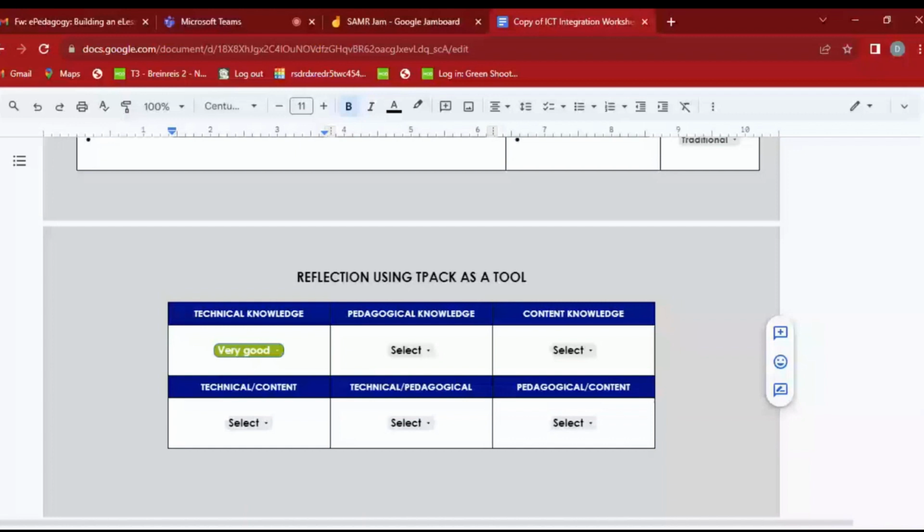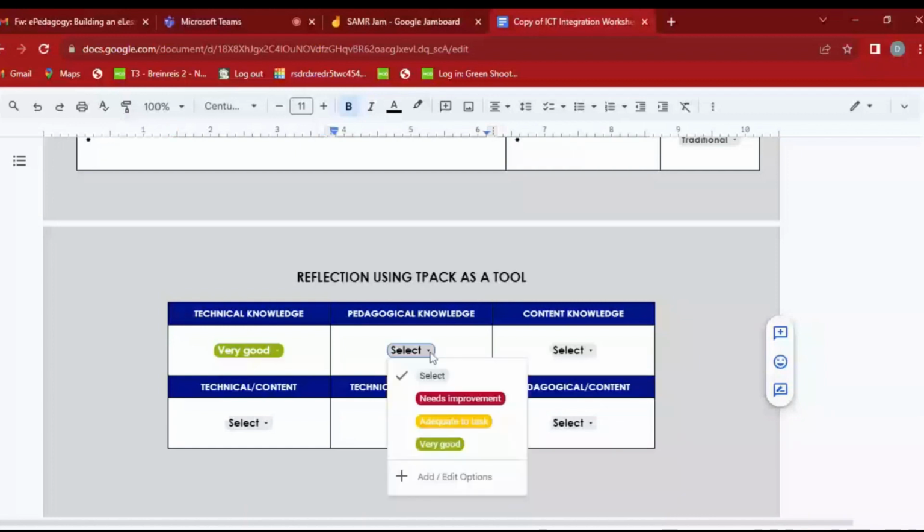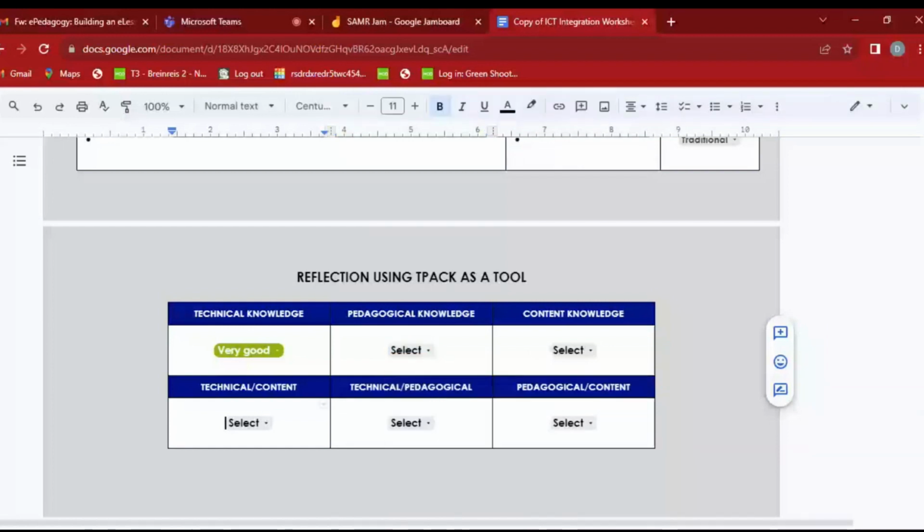And the same questions for pedagogy, for the PK, the CK, the TC, the TP, and the PC. And that's the end of that lesson.